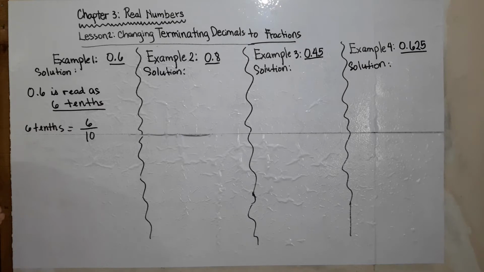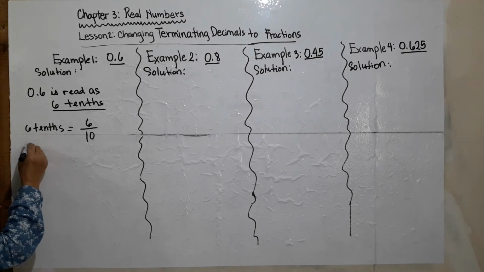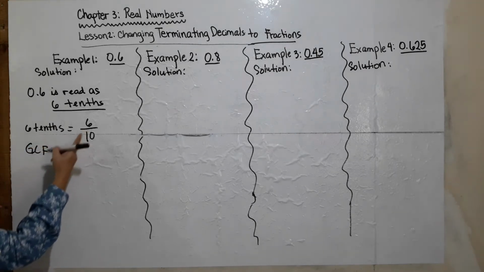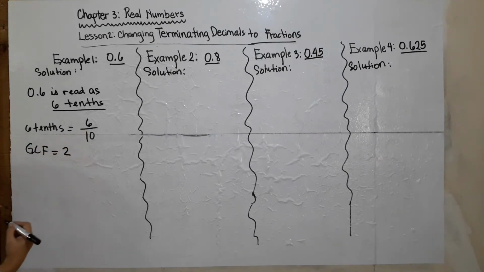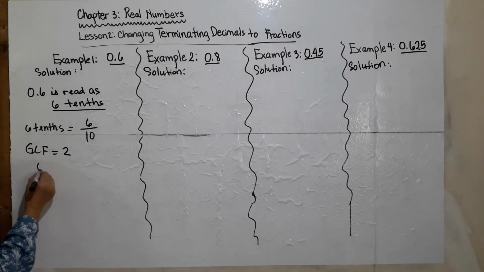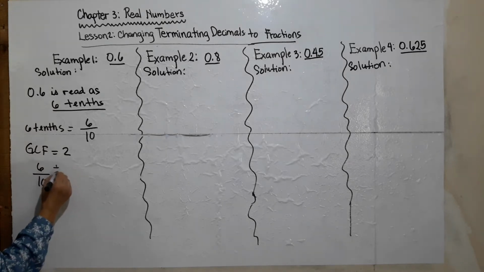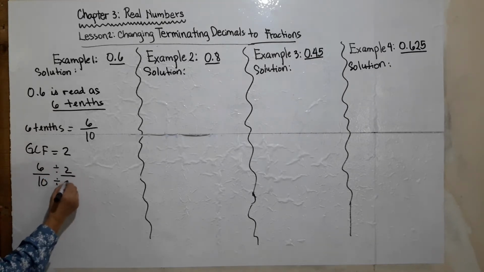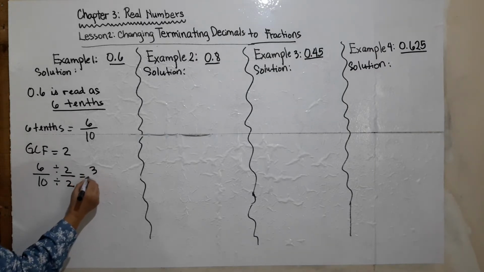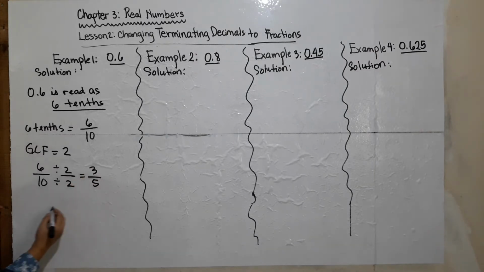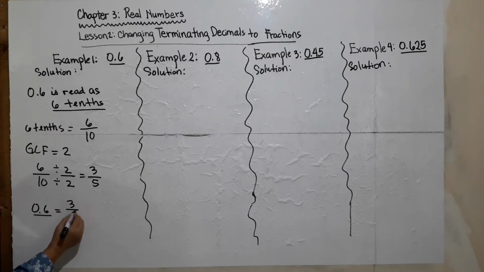But 6/10 is not set in the lowest term, so we have to find or identify the GCF. The GCF between 6 and 10 is 2. You will use 2 to reduce the fraction 6/10. 6/10 divided by 2, divided by 2. So you have 3/5. So therefore, 0.6, which is a terminating decimal, in fraction is 3/5.